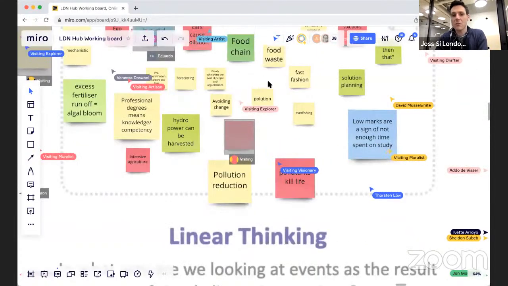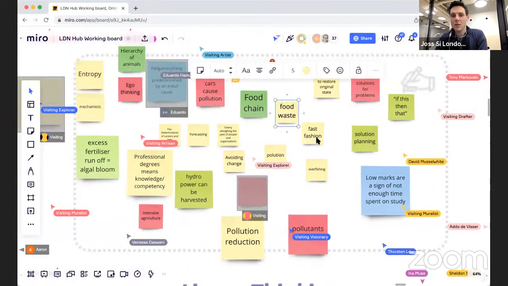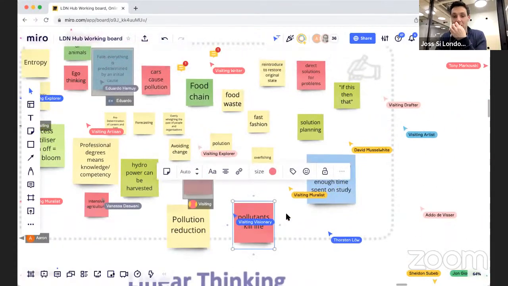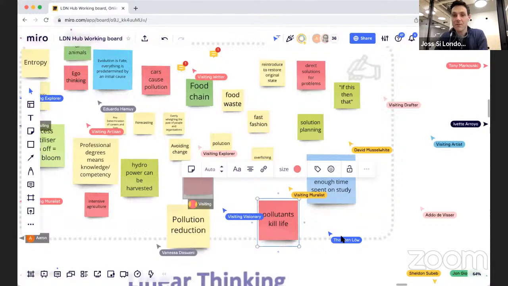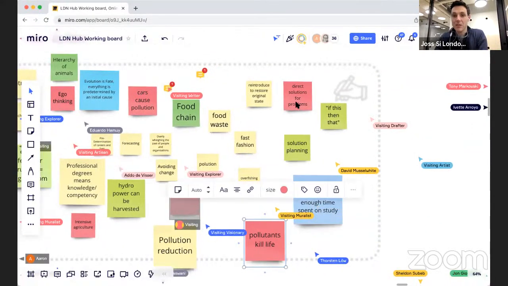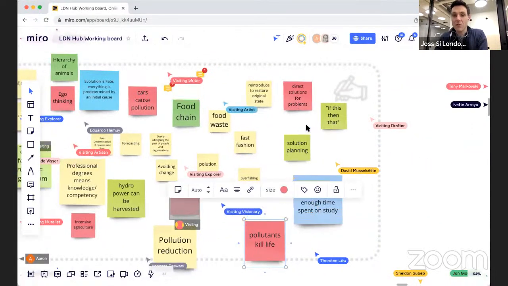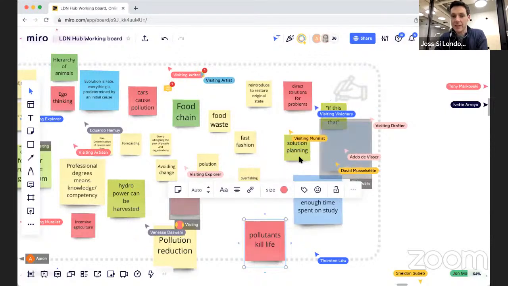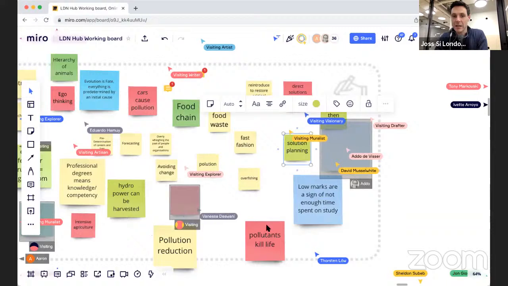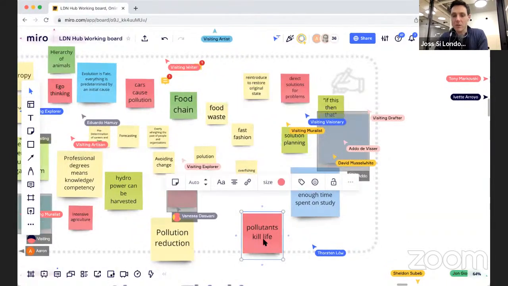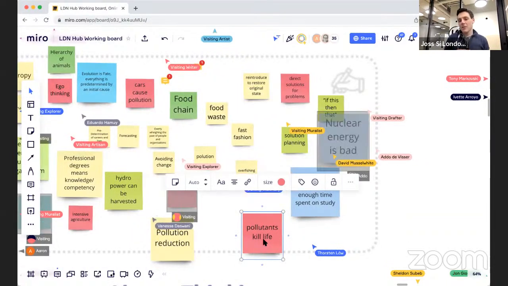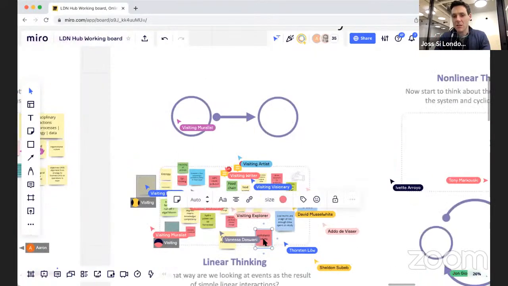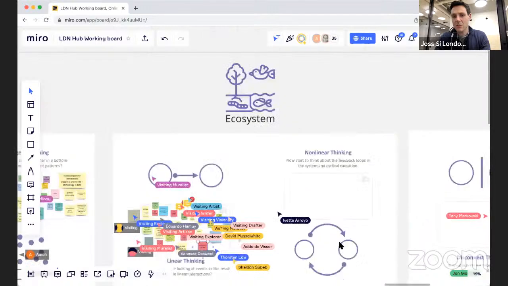Okay, food chains, food waste, fast fashion, okay. Pollutants kill life, yep. Direct solutions for problems. If this, then that, solution planning. Yeah, but waste is an interesting one. It's like we're just taking a material. We know that in ecosystems there isn't really such a thing as waste, is there, right? It's all this kind of feedback loop.